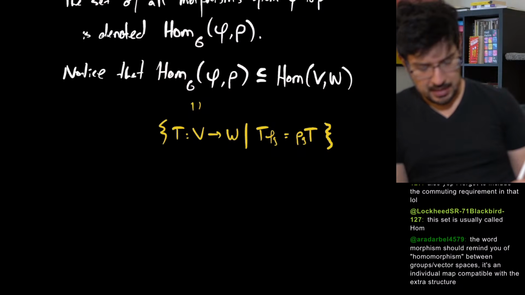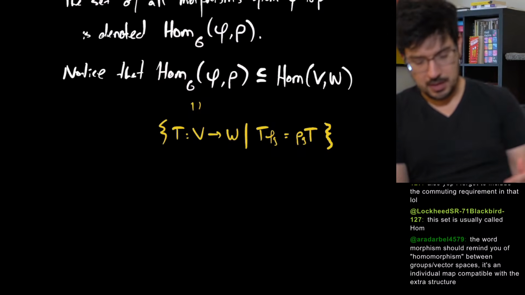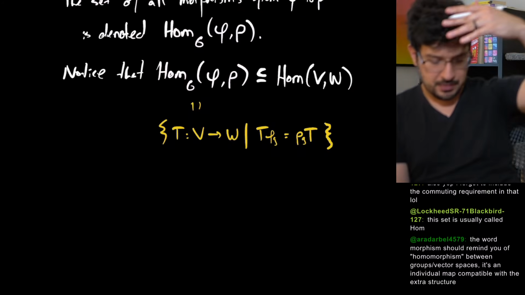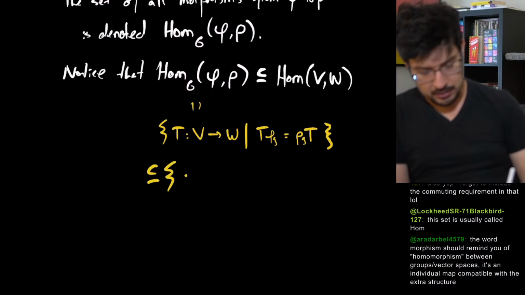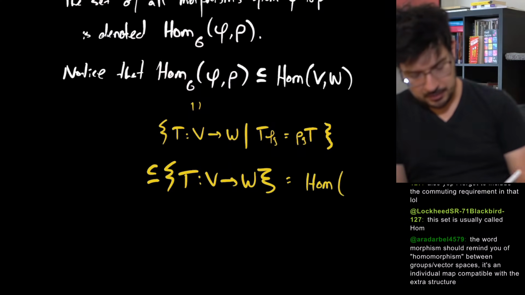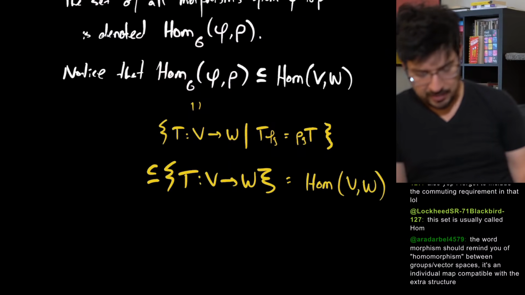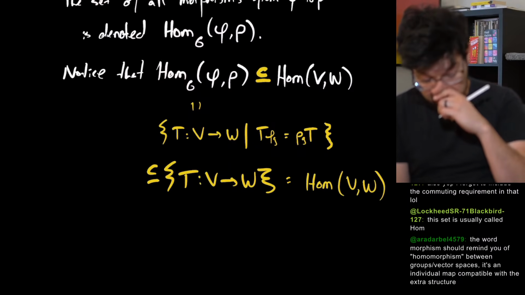And since this is a restriction of linear, like a protocol or behavior of linear transformations, then this is a subset of all linear transformations, which is denoted Hom. Hom is just a type alias for that set of all linear transformations from V to W. So it makes sense that this first one is a subset of the second.